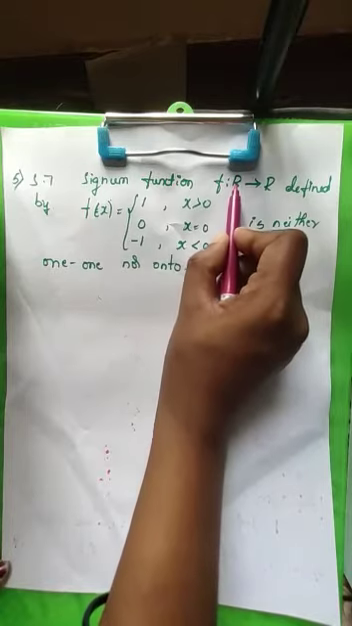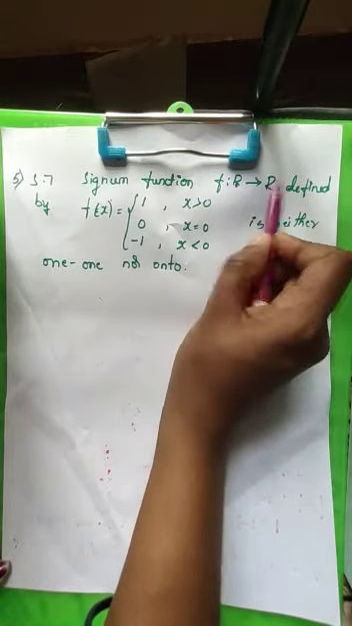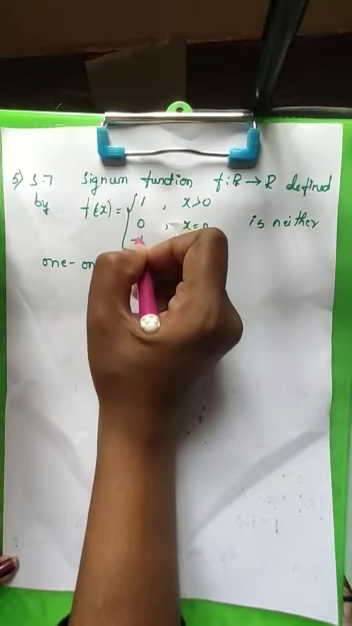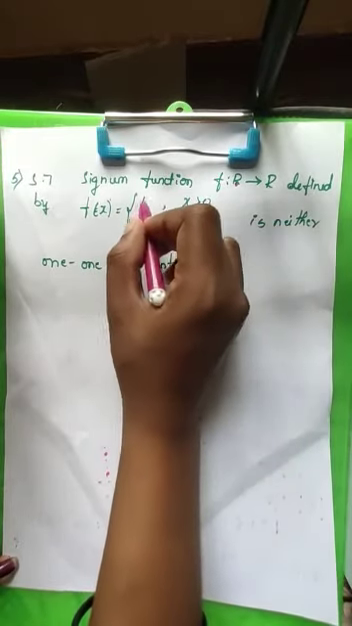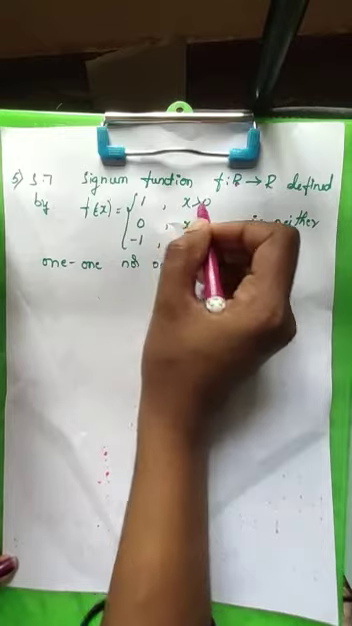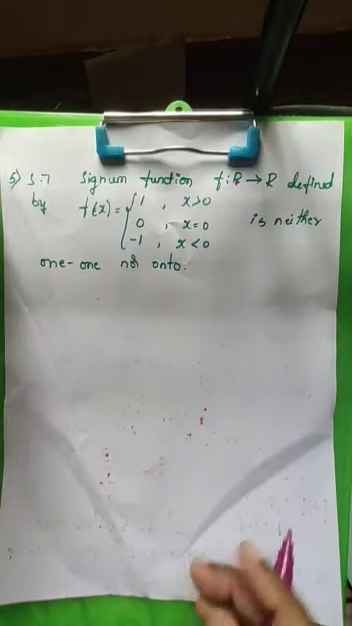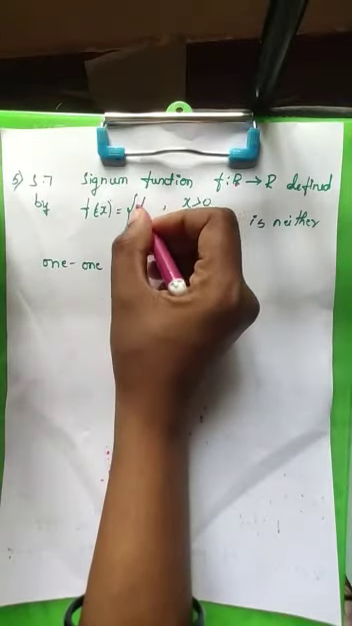So what is the domain? Domain is real numbers. What is the codomain? Codomain is also real numbers. Given by f of x equal to 1, 0, minus 1. f of x is 1 when x is greater than 0. Any positive real number you take, the value of f of x will always be equal to 1.